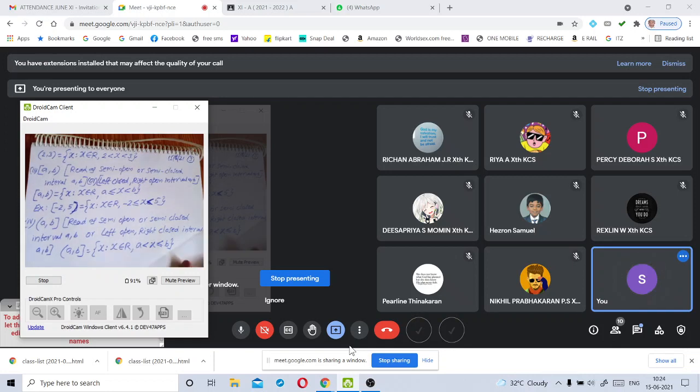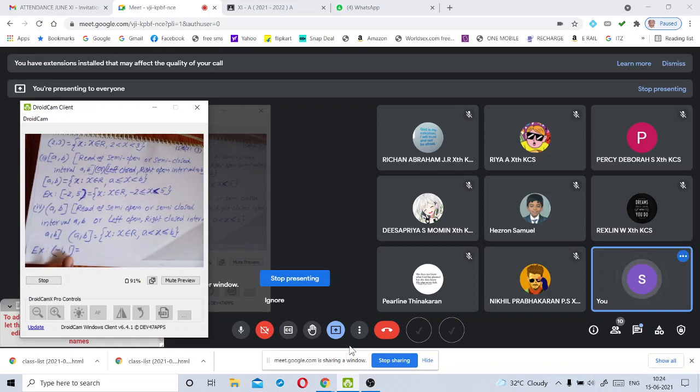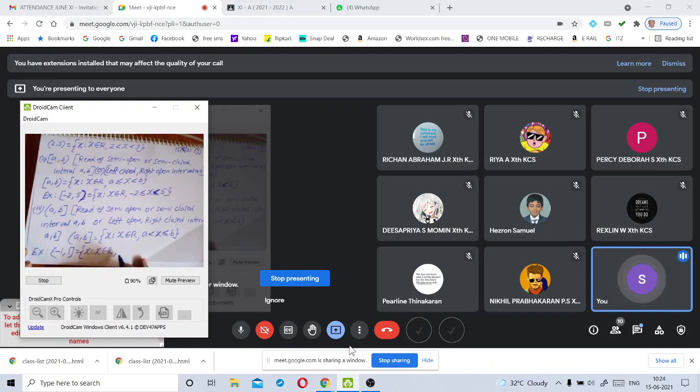Okay, my children. Example: left open, right closed interval -1 comma 1 can be written in the set builder form as the set of all x such that x belongs to R, comma, -1 less than x less than or equal to 1.